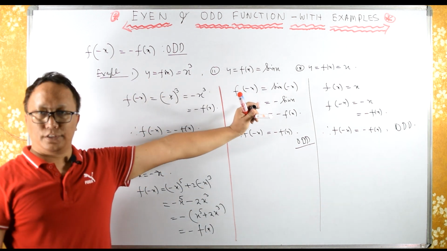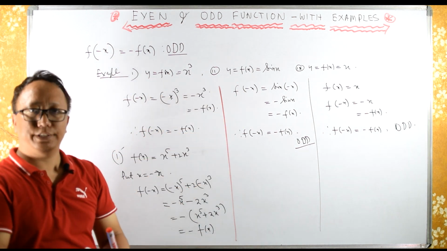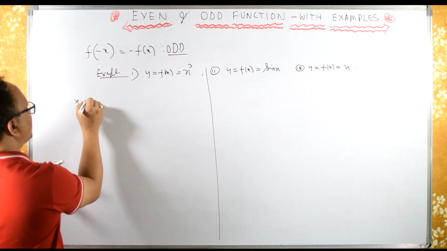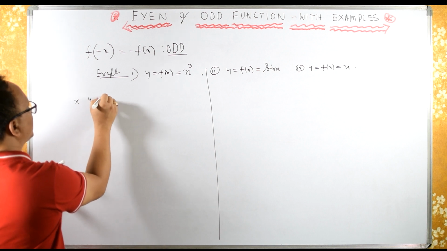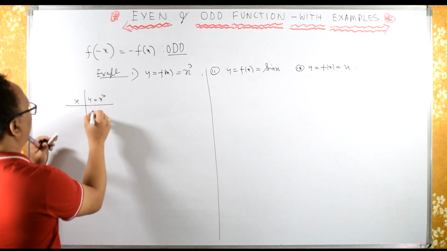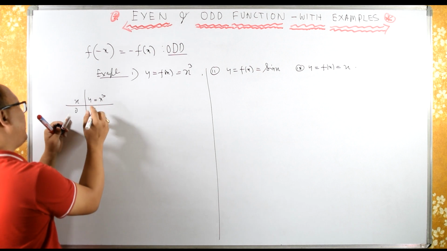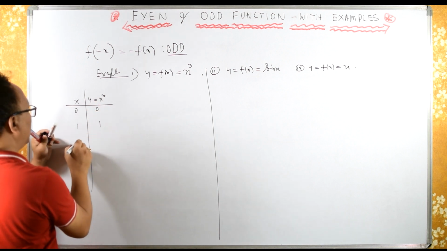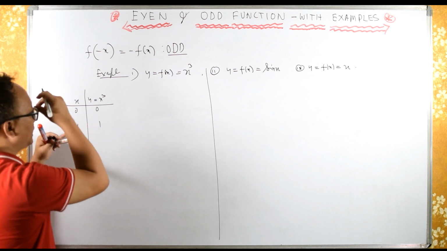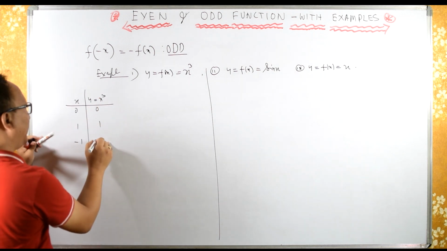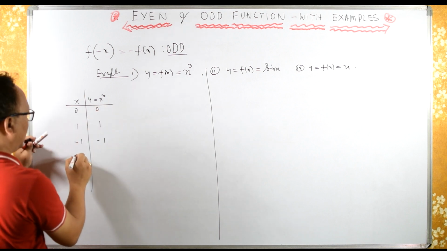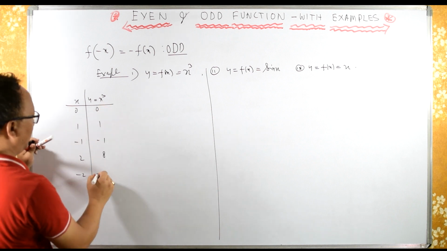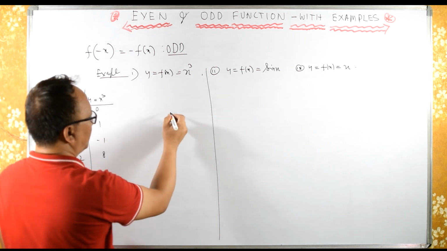Now, let's try to visualize graphically. Let's plot x here, and y equals x cube. When x equals 0, 0 cube is 0. When x equals 1, 1 cube is 1. When x equals minus 1, I will get minus 1. When x equals 2, 2 raised to cube is 8. Minus 2 gives minus 8. Let's draw this graph.